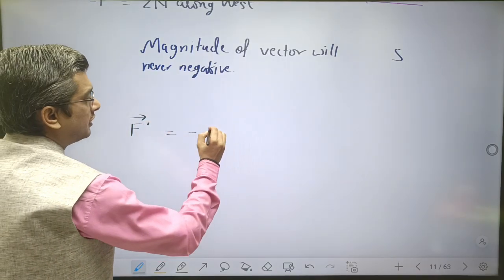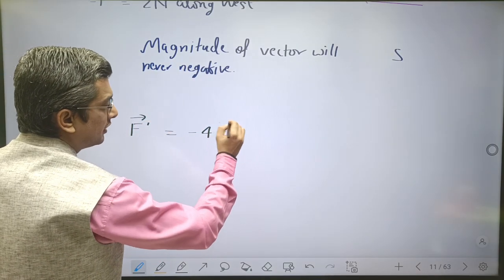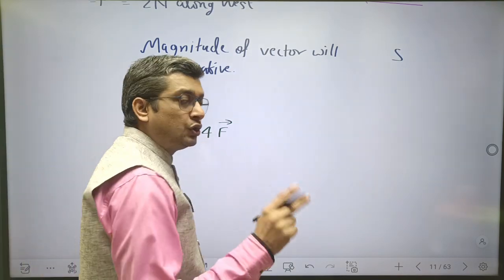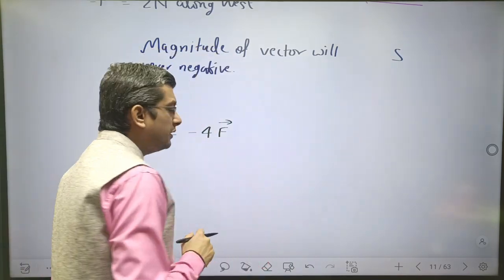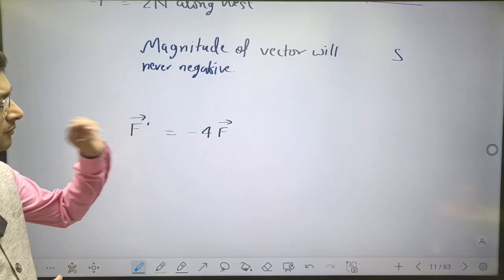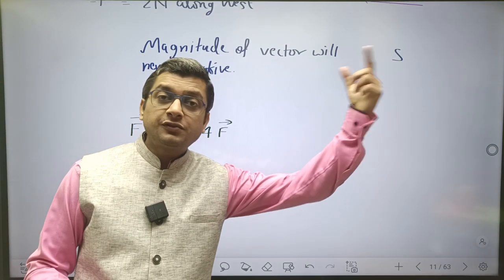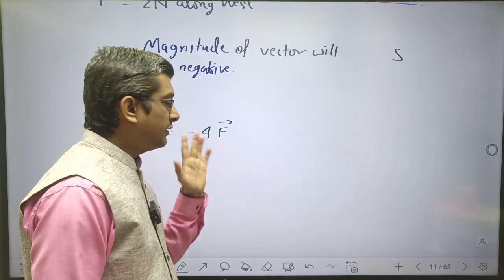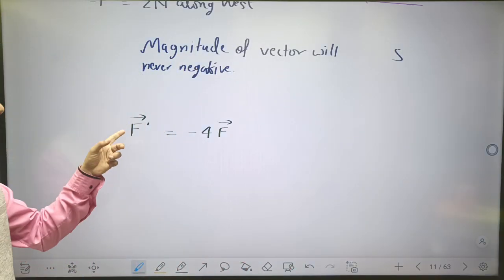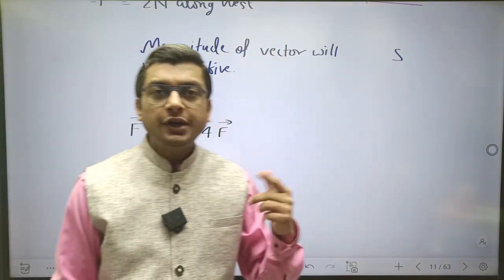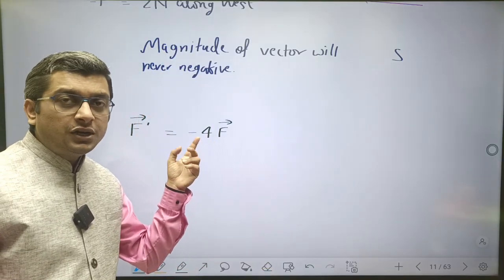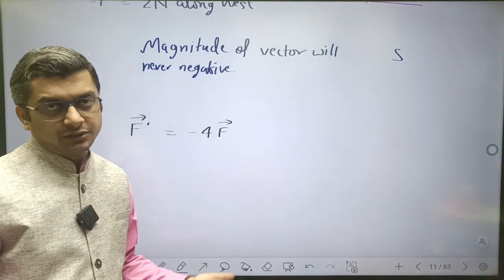Now suppose there is an F vector and there is an F dash vector. F dash vector is minus 4 times F vector. Now again, if F vector is 2 Newton, then it will be the same thing. The magnitude will be 4 times the earlier vector. That is, the earlier vector, the F vector, is 2 Newton, so the magnitude of F dash vector will be 2 into 4, 8 Newton. But here it is a minus sign, so it is changing the direction.